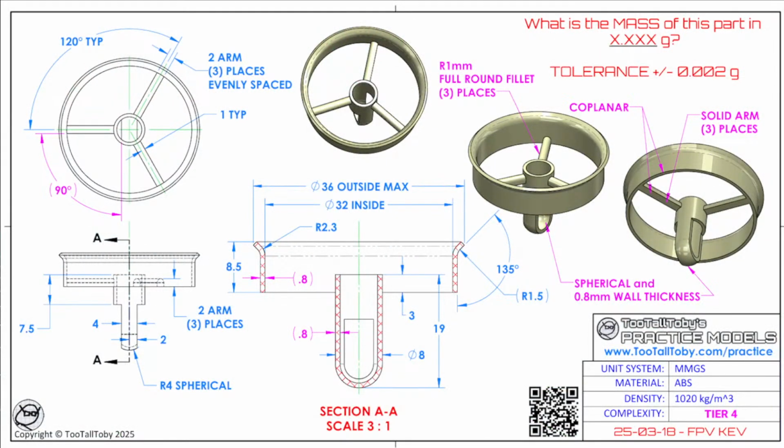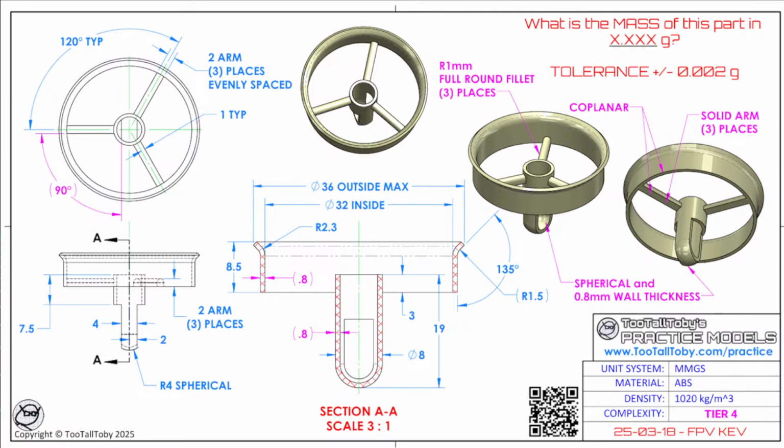go. What is the mass of this part in x.xxx grams? Wow, we are going for high precision here. This model is made out of ABS, with a unit system of MMGS. The density is 1020 kilograms per cubic meter. This is a tier 4 challenge.